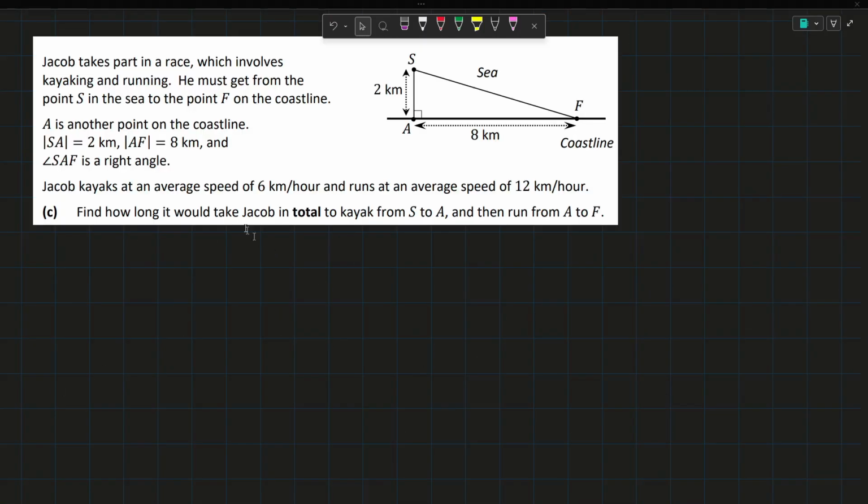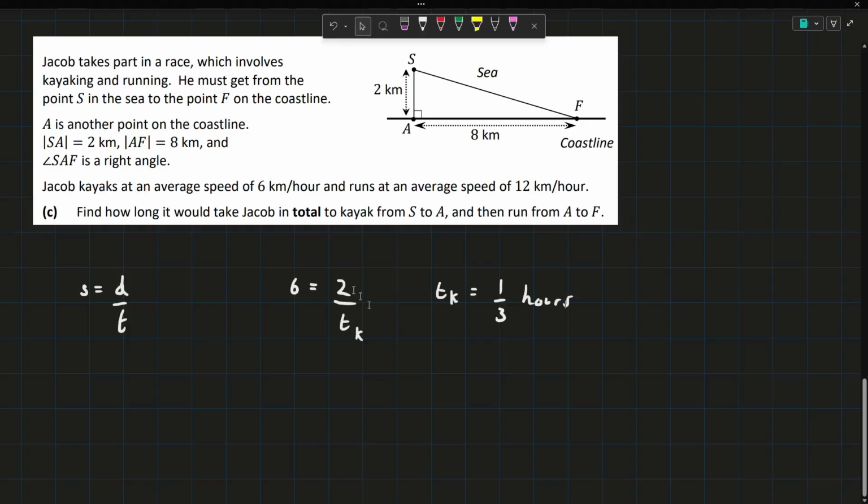So then in the next part, we're told a few distances and some speeds. So basically, we're asked how long would it take him to kayak from S to A. We're going to use the fact that speed is distance over time, which is a fairly fundamental equation. So the speed that he kayaks at is 6, the distance is going to be 2, and the time is what we're looking for. So we'll call this T, we'll call it TK because it's the time for kayaking. We also have to do running as well after this. So then TK will be equal to 1 over 3 hours.